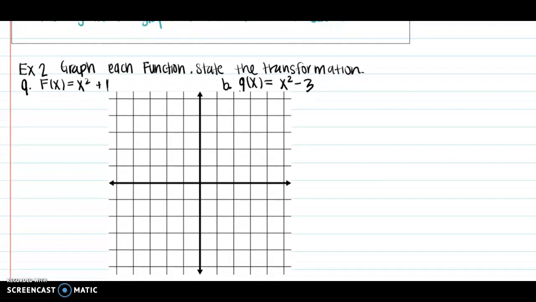So here we have example 2. We're going to go ahead and graph this, and the first one is x squared plus 1, and then the second one is x squared minus 3. So we always want to start off with our parent function. I have the parent function pretty much memorized, but if you need to scroll up and look at what your parent function is, you can.